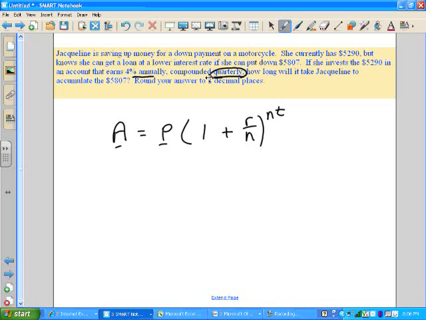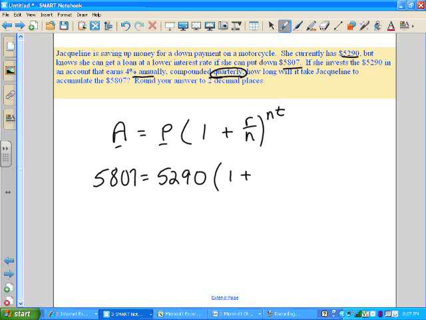So it says she's saving up for a down payment on a motorcycle. She currently has $5,290, but she knows she can get a loan at a lower interest rate if she puts down $5,807 instead. So she's got $5,290, but she needs $5,807. So she's going to initially invest $5,290. So that's going to be my principal. And so her return, she wants to be $5,807. Now, let's fill in our other values, and we're going to figure out the time, how much she needs to leave the money in there.